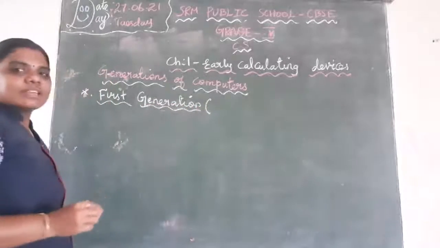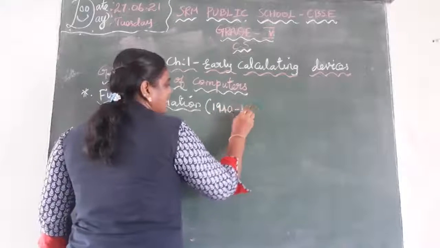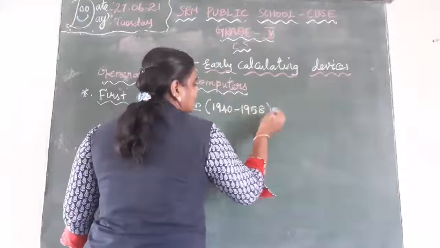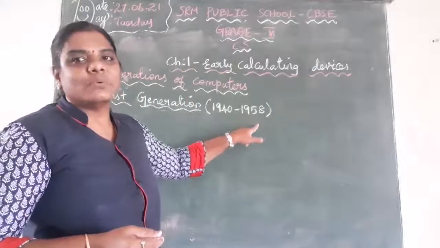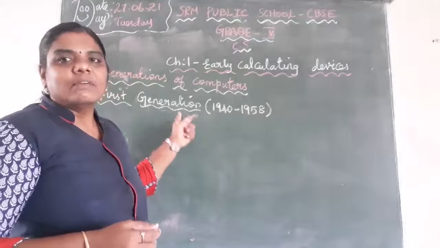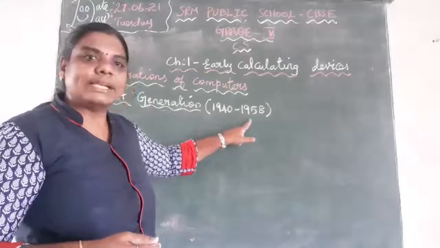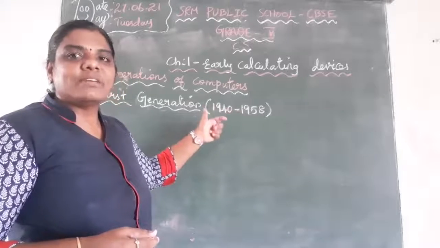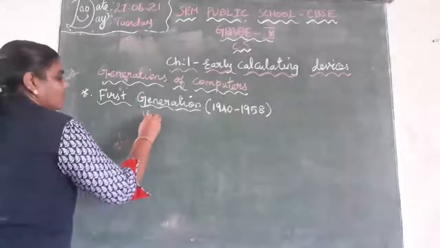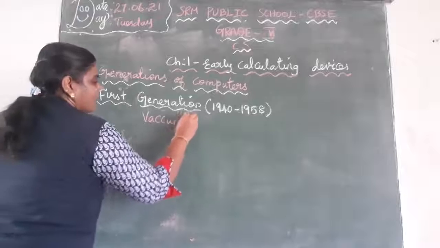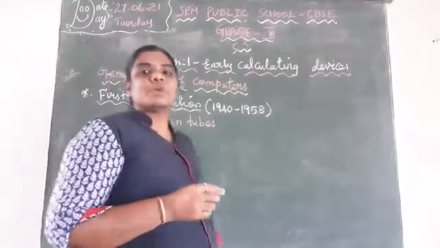When the first generation computers were used? 1940 to 1958. Okay, in the year of 1940 to 1958. Understand? When the first generation was developed? In the year of 1940 to 1958. What is the device name? Vacuum tubes. Okay, vacuum tubes.